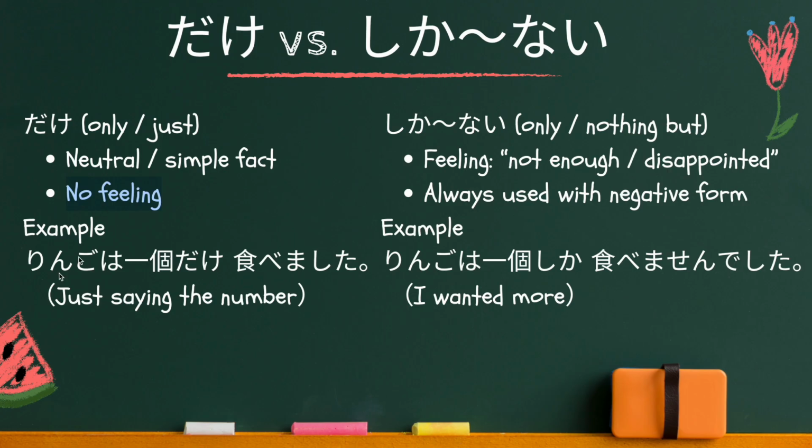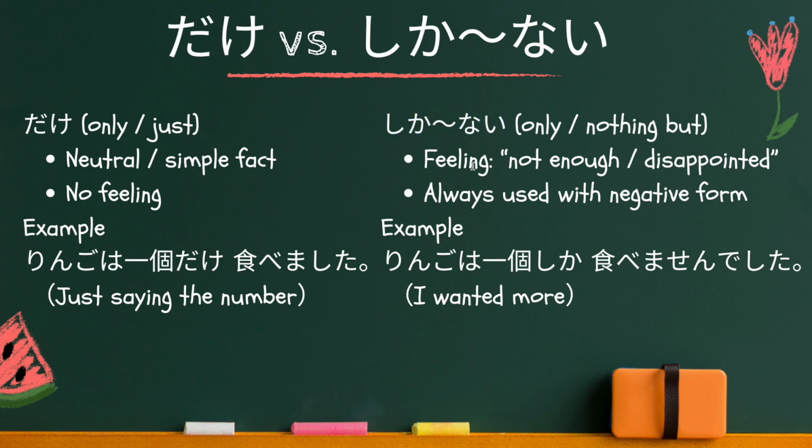So for example, リンゴは1個だけ食べました。This means I only ate one apple. There is no feeling. You are just stating the fact that you ate one apple. That's it.